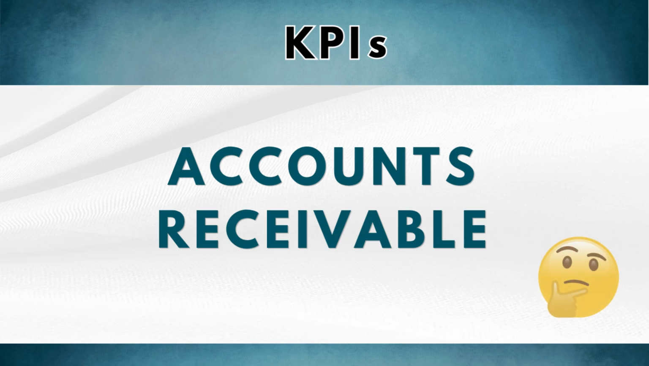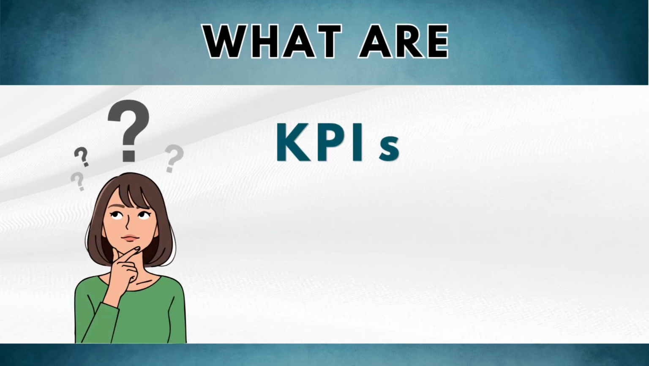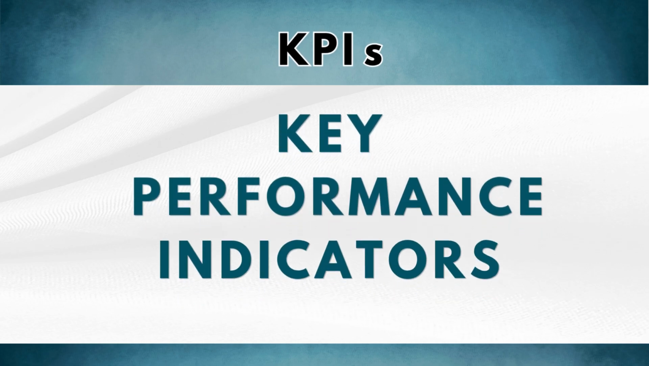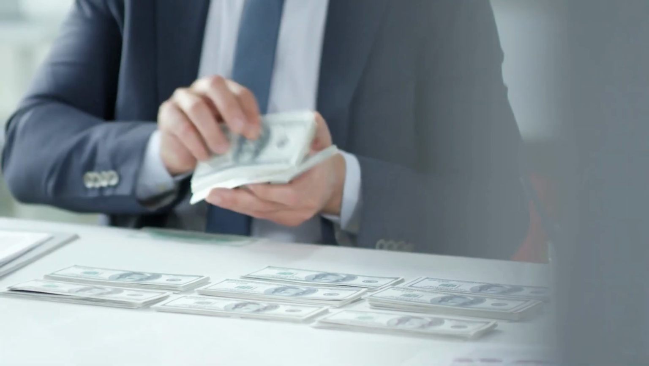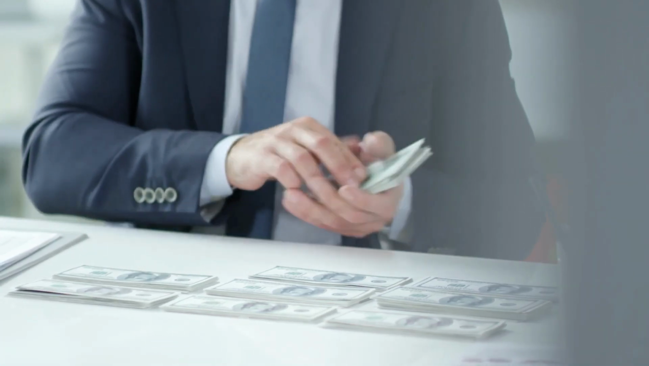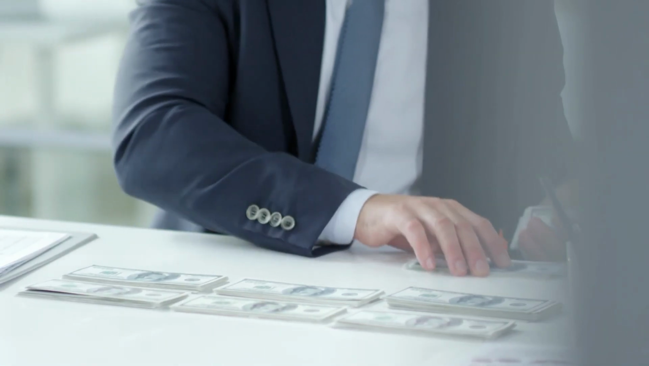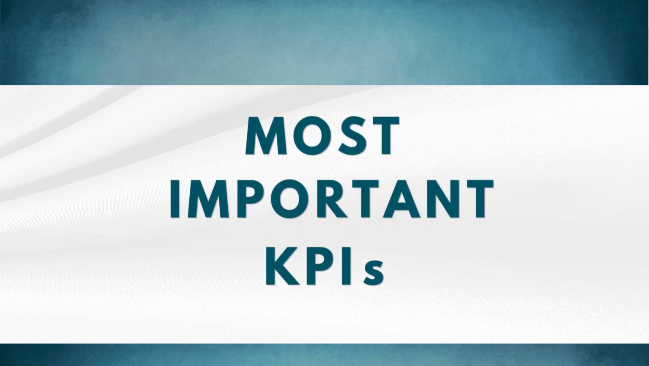So let's get started. Let's take up the basic question. What are KPIs in AR? KPIs or key performance indicators are metrics that companies use to measure how efficiently they are collecting money from customers. In simple words, are we getting paid on time or not? Now, let's jump into the most important KPIs you must know.